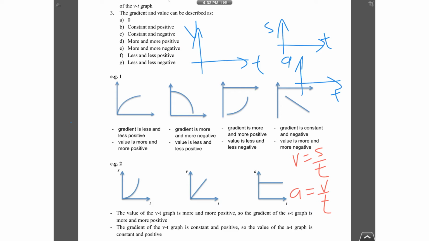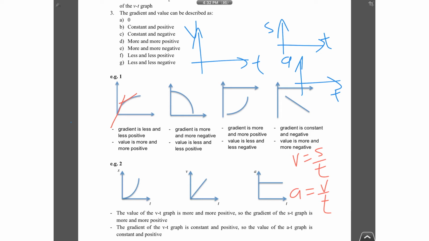So how do I know? You need to imagine as you're climbing up this slope, is it getting steeper or less steep? Less steep. If you cannot imagine, you draw a tangent. Is it steeper or less steep? Less steep. So you will describe the gradient as less and less positive. Do you understand? So if you are talking about gradient, we look at the slope.